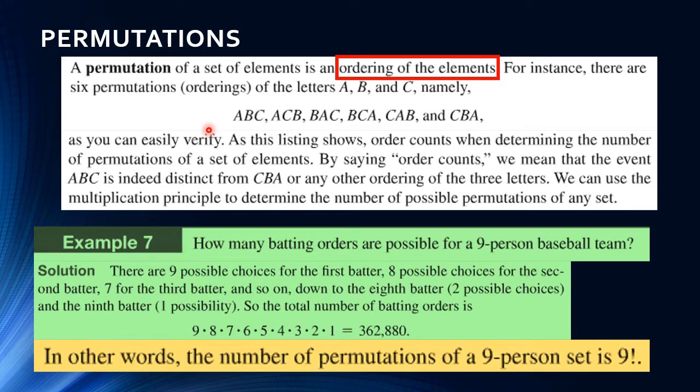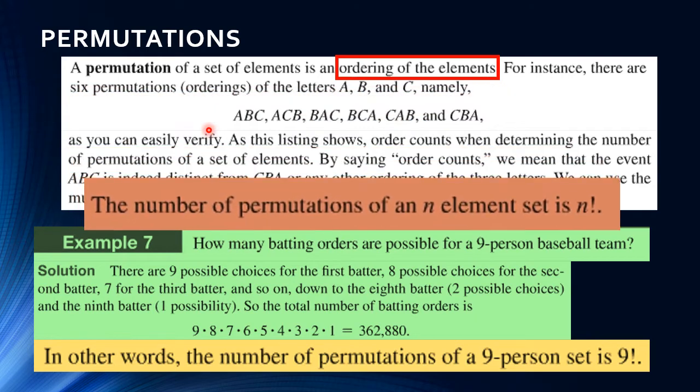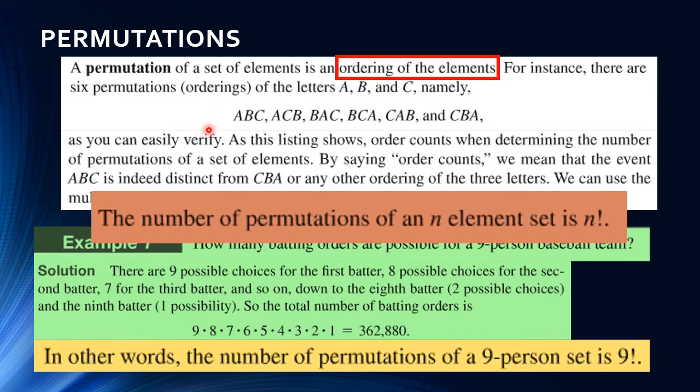In other words, the number of permutations of a 9-person set is 9 factorial. So you can use the factorial to help you find permutations. The number of permutations of an n element set is n factorial. Up here we had 3 factorial. 3 times 2 times 1 gave us 6 different ways to organize those 3 letters.